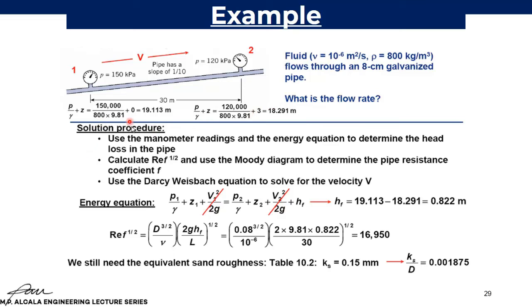Okay? In order for us to identify the head loss, you simply use the Bernoulli equation. So, your pressure 1 is balanced against your pressure 2, with a change in height of 3 meters here. So, 120 kilopascal over rho g, right? So, 800 multiplied by 9.81. Essentially, we will have 18.291 and 19.113. Solving for the head loss, 19.113 minus 18.291 is equivalent to 0.822.